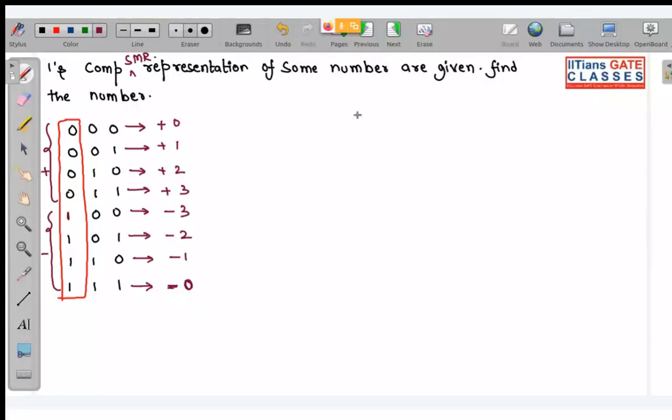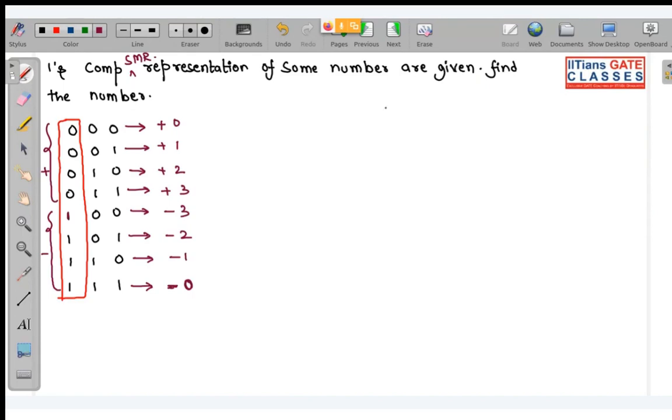Yes, tell me. How are +0 and -0 different? And using the representation, why? I will tell you actually. Okay. Just listen at the moment.